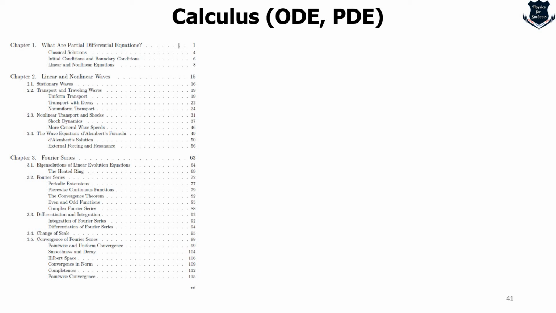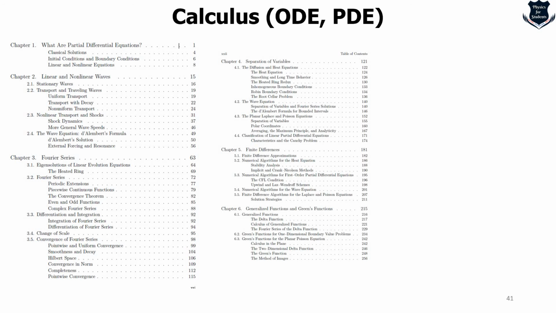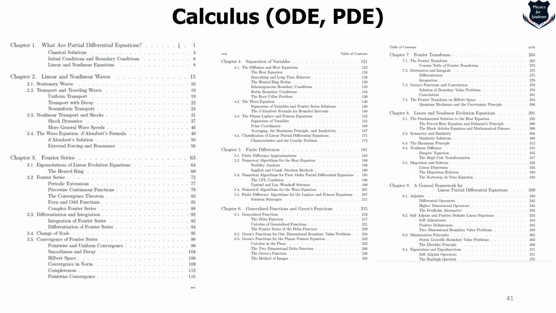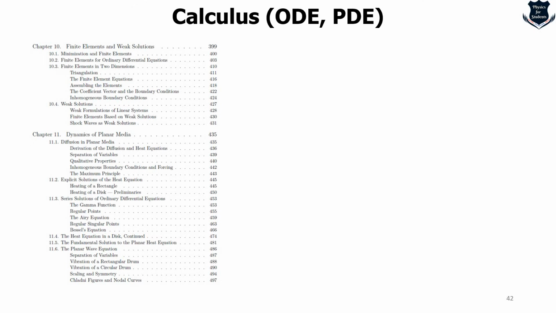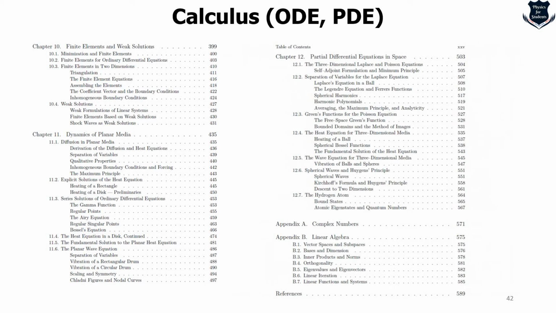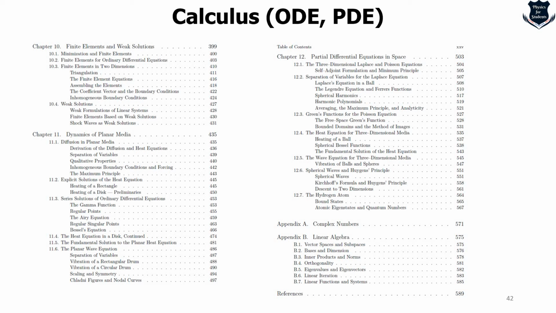So again, what are partial differential equations? It would start basically building on the concepts: linear and nonlinear waves, Fourier series, change of scales, etc. Then it would move into separation of variables, finite differences, generalized functions, Green's function, which I told you is important in general relativity, Fourier transform. Then it will go into linear and nonlinear evolution equations, followed by a general framework of linear partial differential equations. Further, as you can see, finite elements and weak solutions, which is important for general relativity, is also being covered. Elliptic solutions, heat equation, partial differential equations in space.